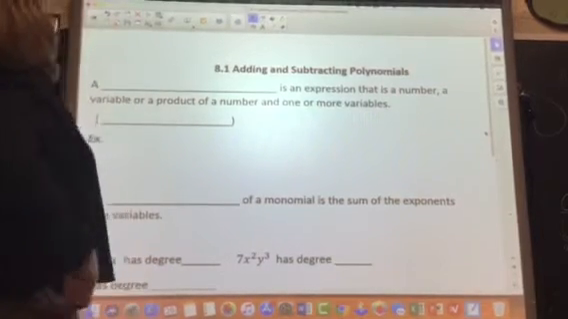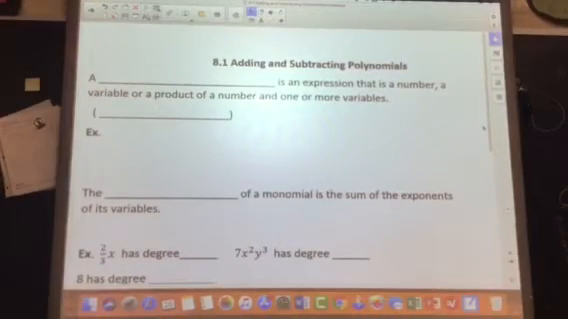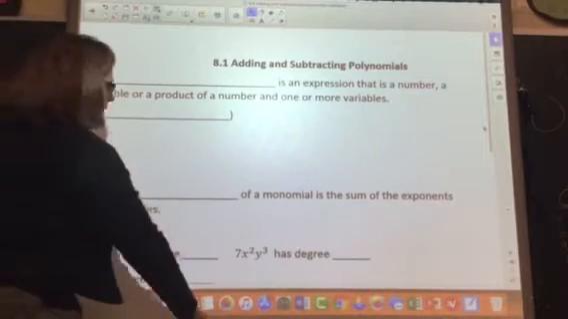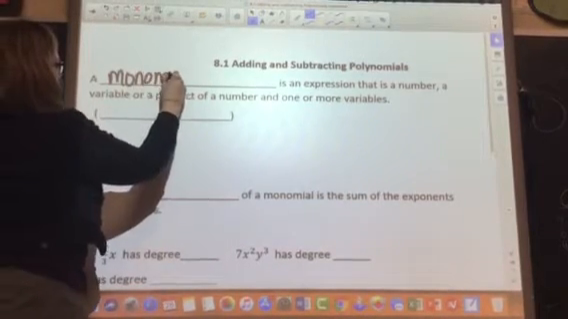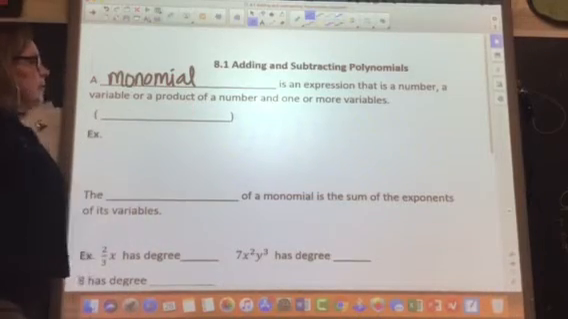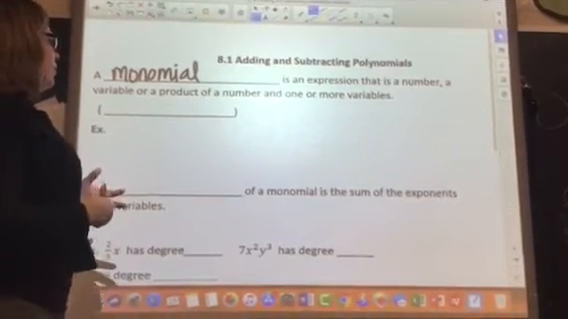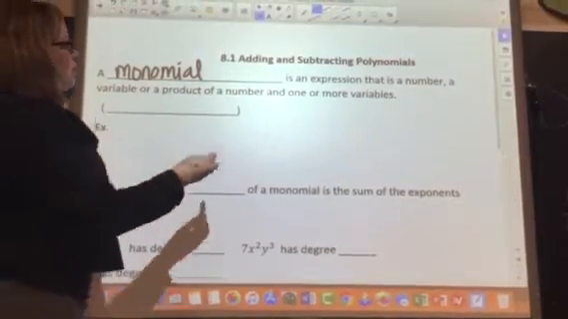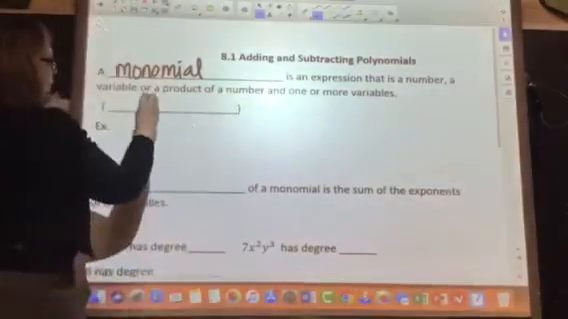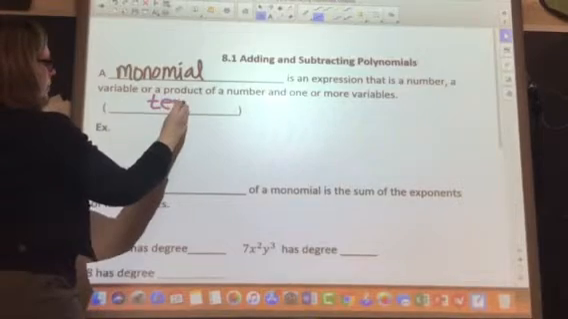All right, lesson 8.1, adding and subtracting polynomials. A monomial is an expression that is a number, a variable, or the product of a number and one or more variables. You guys have been working with monomials for quite a while. You actually call them terms.